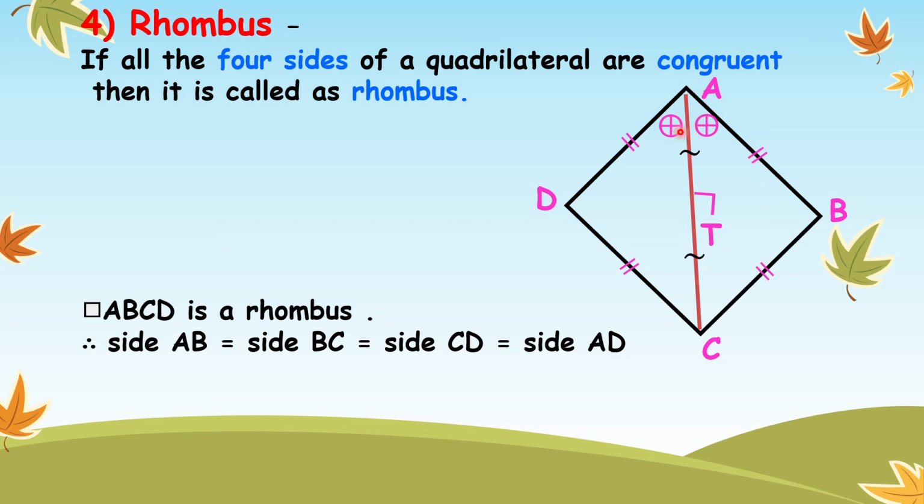These two angles are congruent. Also, angle ACB is congruent to angle ACD. So, we say that here the diagonal bisects the opposite angles.